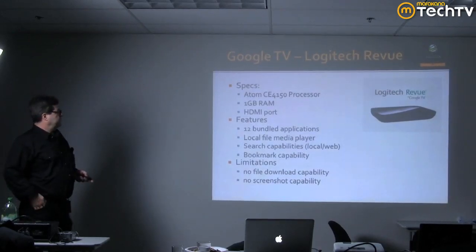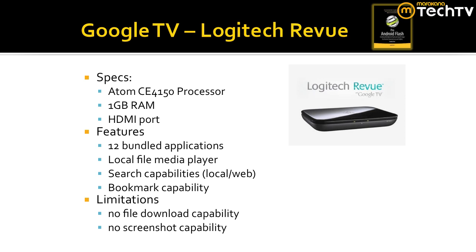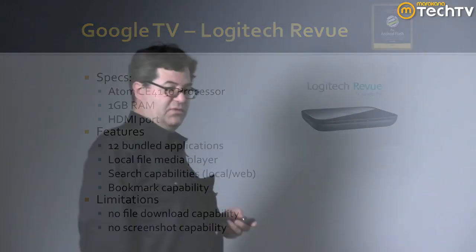Here's a little bit of information about Google TV. There are 12 bundled applications. So far, we don't have information about how to add new applications to that. We're working on that. And as I mentioned before, no file download capability. Also, you can't take any screenshots. Otherwise, we would have done so in our presentation. What's the availability of the boxes? They're on sale.